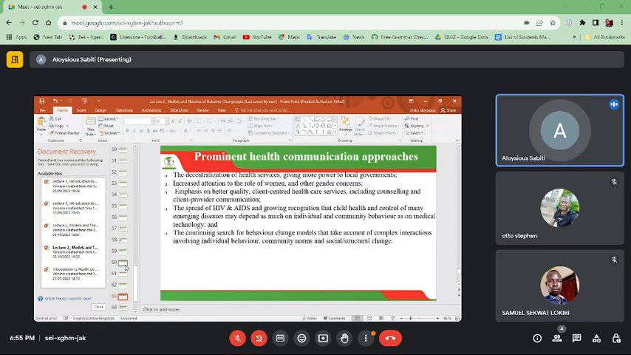The spread of HIV and the growing recognition that child health and control of many emerging diseases may depend as much on individual and community behavior as on medical technology. There's an increase in HIV and AIDS, but also some of the emerging diseases, such as cardiovascular diseases. While before, diseases such as diabetes and high blood pressure, we were not seeing Alzheimer's, we were not seeing.